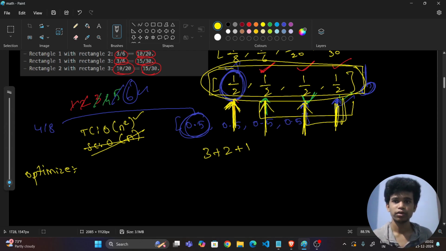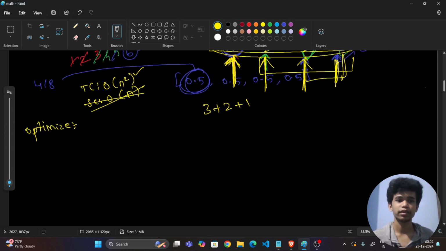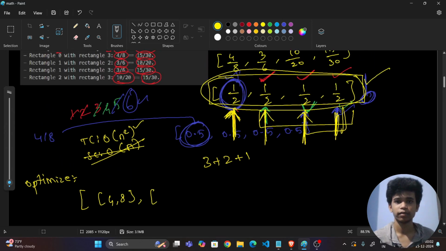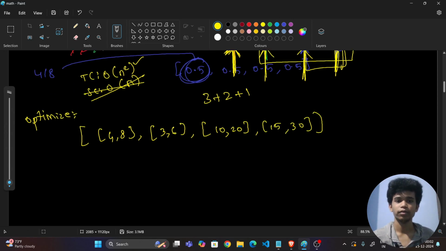Okay, so if I count each and every same ratio, then it is easy to find how many pairs are present, right? Okay, let us understand and do it in a better way. See here, the same numbers I will take: 4, 8. Then let me copy this: 3, 6, 10, 20, 15, 30. Okay, fine. Now just see here.